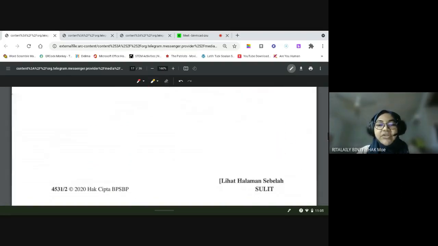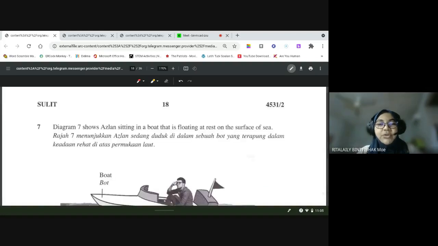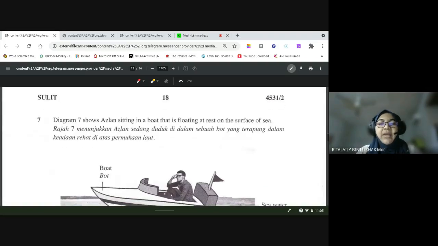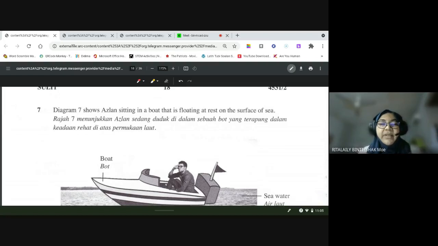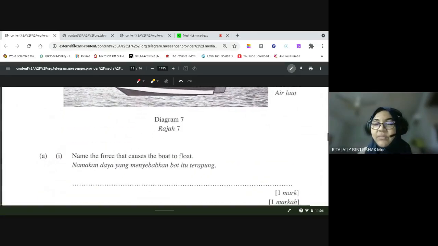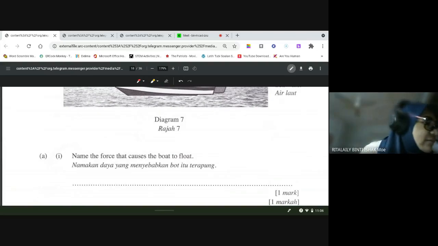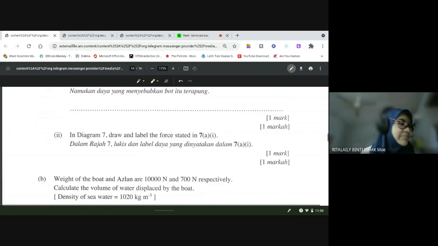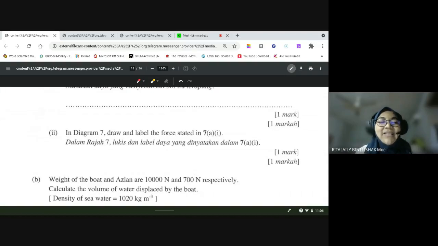Seterusnya, soalan nombor 7. Okay, Azlan duduk handsome in the boat that is floating at rest on the surface of the sea. Name the force that caused the boat to float. Buoyant force. Okay, tak ada masalah. Kemudian, teman Jawa tengok laut. Itulah, SPM tak lama lagi ni. In diagram 7, draw and label the force stated in 7A1.